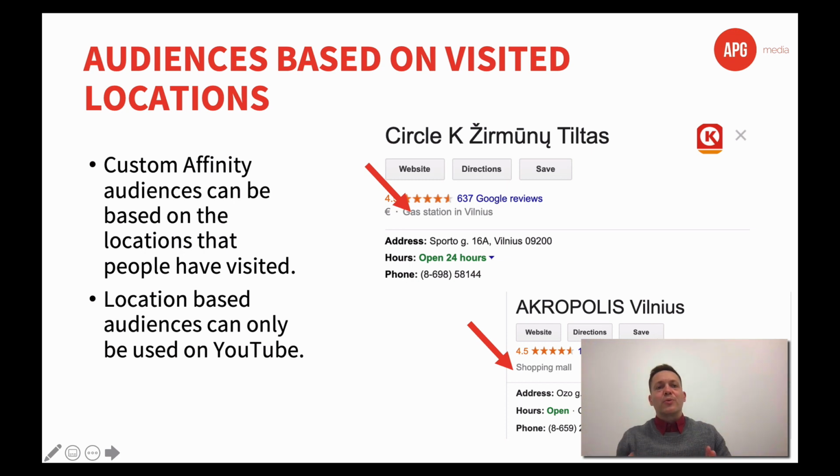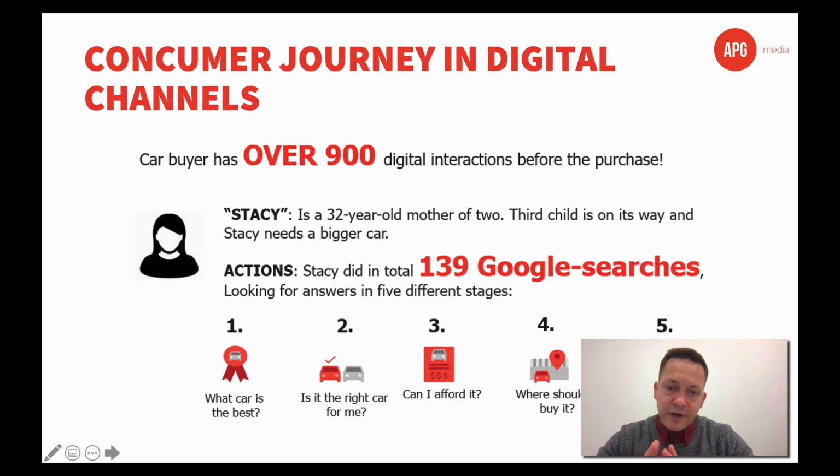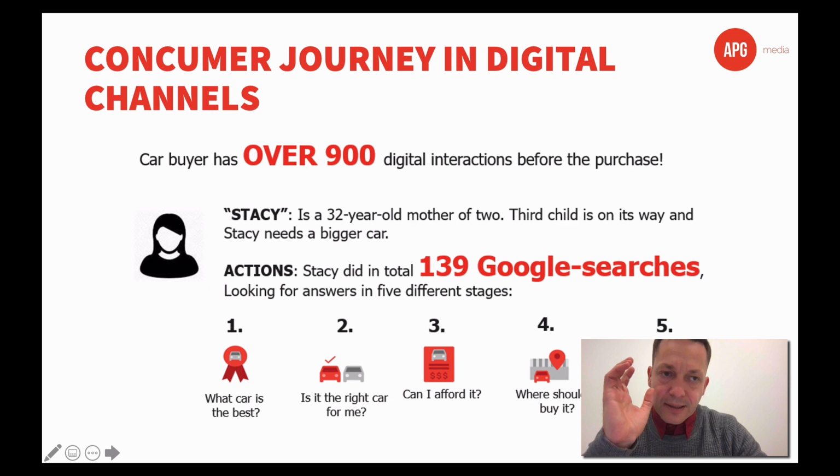So how do we incorporate all these display, mobile advertising, and all these strategies into the customer flow and customer journey? So let's go from the very beginning, and approach the consumer journey in digital channels. This is a very good example that Google provides, sharing with us the car buying experience, and saying that the car buyer has over 900 digital interactions before the purchase. Over 900 digital interactions. What does it mean?